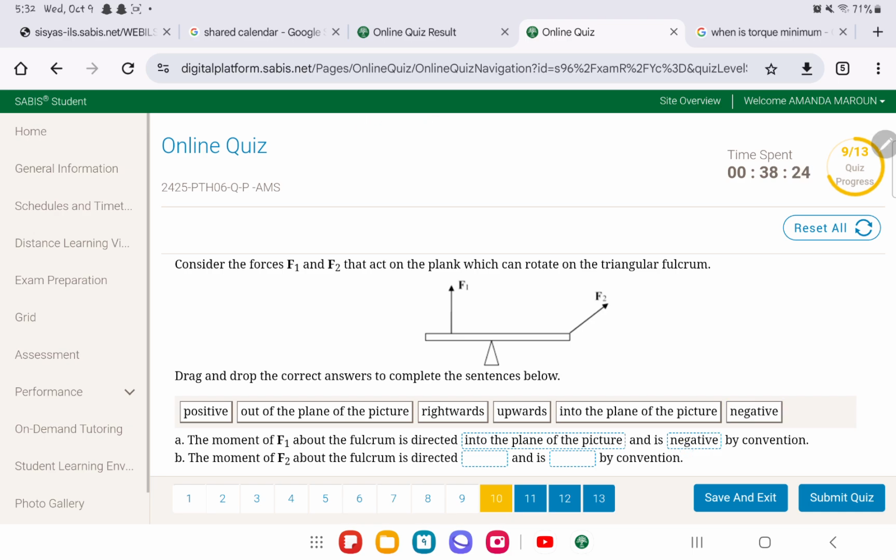Now the moment of F2, again, this is our axis. We're going to take F2, we're going to put our right hand, and we're going to put our palm facing towards the axis. If you notice, our thumb is pointing out of the plane of the picture. So it's pointing outwards, and we said if it was outwards, it's going to be positive. So the moment of F2 about the fulcrum is directed out of the plane of the picture and is positive by convention. So that was for question 10.